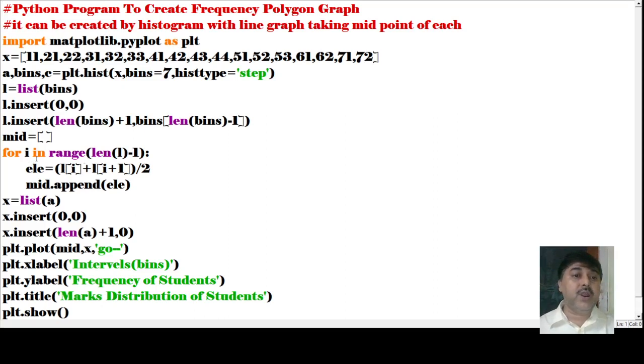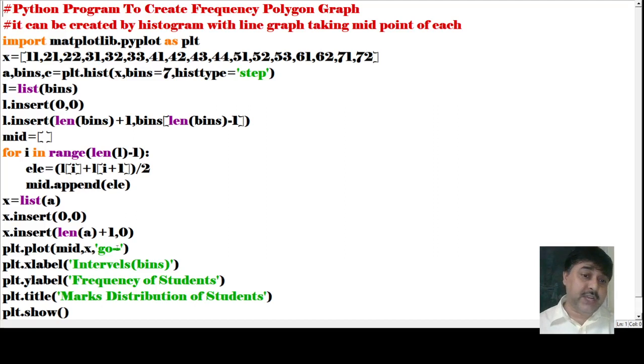So here you see, for i in range(len(L)-1). Then ele equals L[i] plus L[i+1], isn't it? So (L[i] + L[i+1]) divided by 2. So we are taking mid.append(ele). So we are taking the mid value in this way. Then x equals list(a). x.insert(0, 0), x.insert(len(a)+1, 0), plt.plot(mid, x, 'go--').